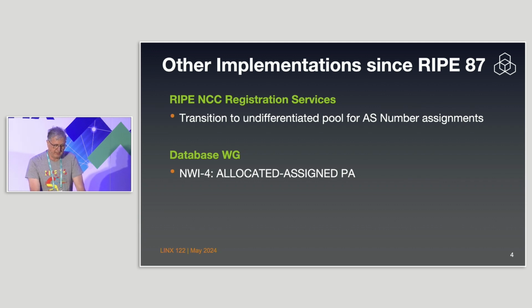And finally, the database working group has come up with yet another status, allocated assigned PA, which you can use when you have an address block which has been assigned to you and which you then allocate in its entirety to somebody else. This is really designed to regularize people that have acquired /24s and so forth at the end of the IPv4 allocation jamboree and have just sold it on or rented it out. It's just a way of trying to get this documented. It's just a new status.